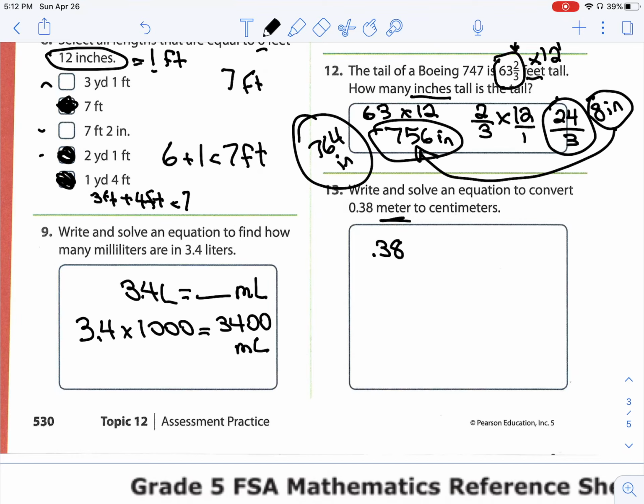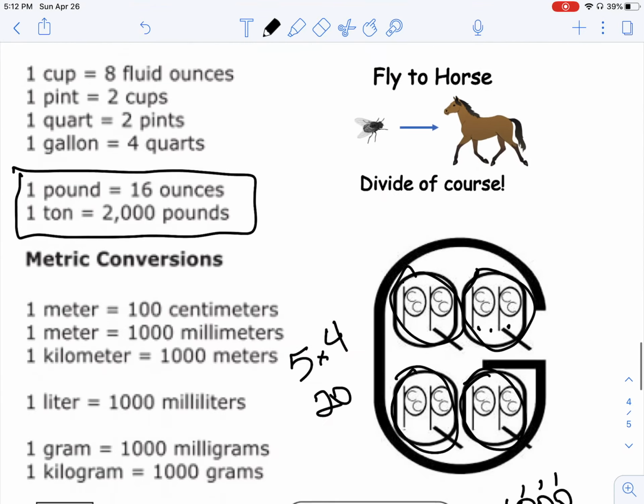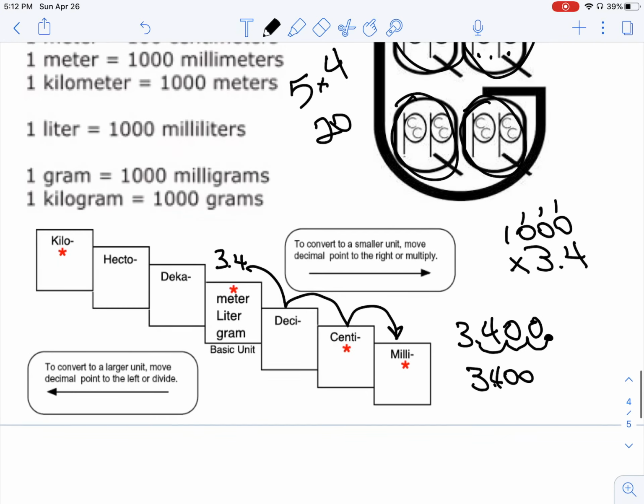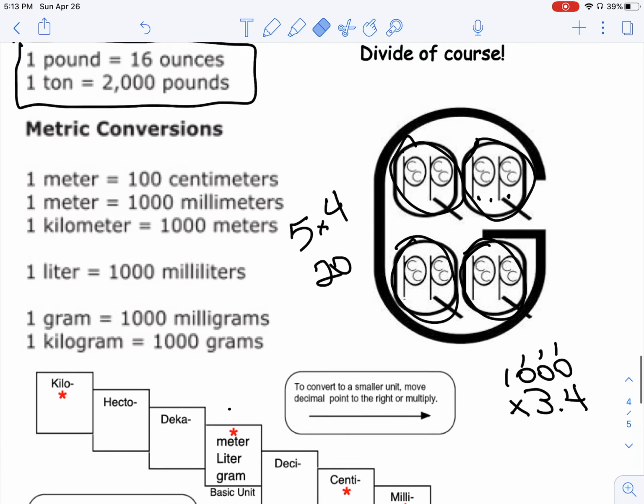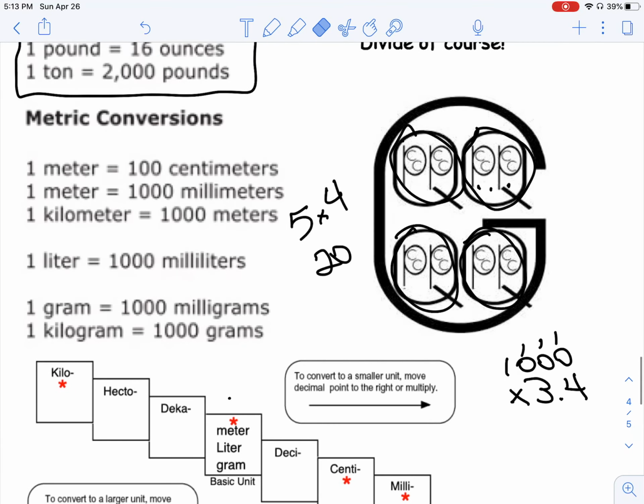All right, meters to centimeters. Meters are bigger than centimeters, so this is a horse to fly. We're going to need to multiply. Well, what are we going to multiply by? We can look at our step diagram. We can also look at meters and centimeters is multiplying right over here by 100.